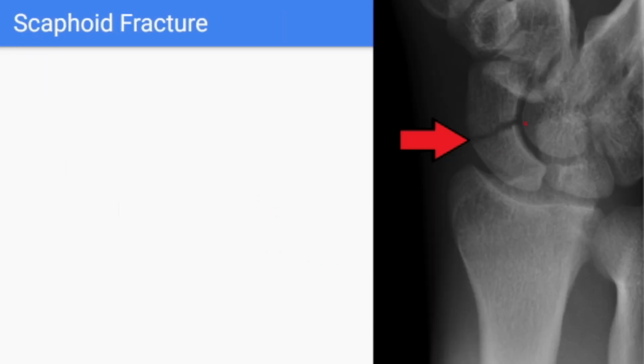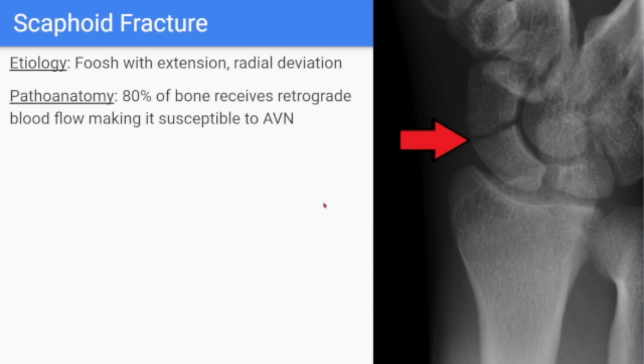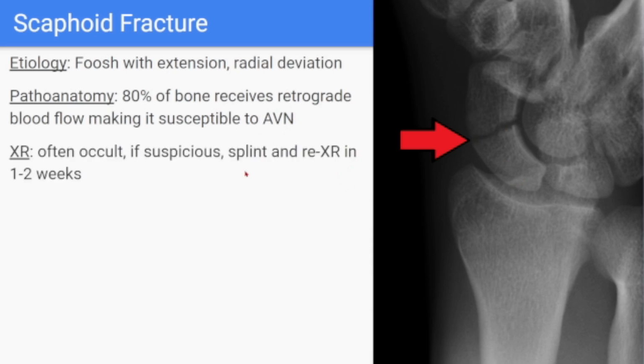So scaphoid fracture, here's a good x-ray of a scaphoid fracture, very clear demarcation. Typically FOOSH with some extension and radial deviation. And so rather than the force vector going through the distal radius, some of it ends up in the scaphoid. The problem here is that 80% of the bone gets retrograde blood flow, meaning that the radial artery comes down and some branches come off of it, and then that blood flow tracks from distal to proximal. That makes it highly susceptible to avascular necrosis.